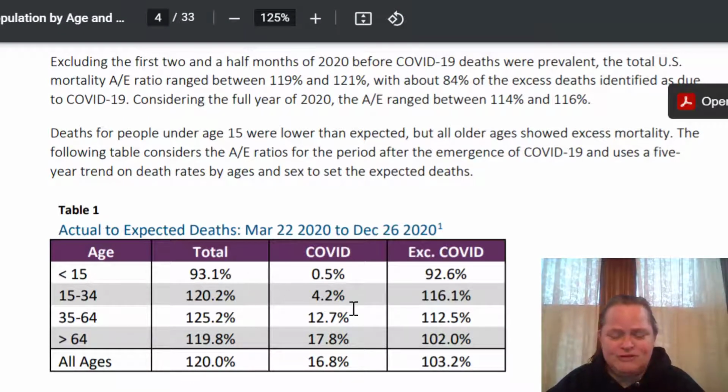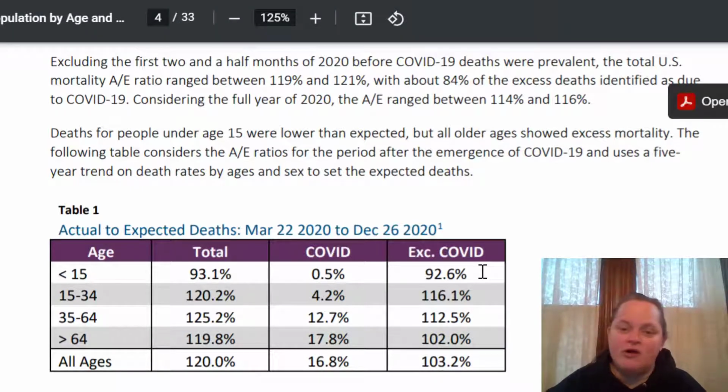So for 15 to 34, unsurprisingly, it's pretty low. It's 4%. For 35 to 64, it's about 13%. And for greater than 64, it's about 18%. Then we get our final column by subtracting off those COVID deaths. Notice, and I haven't been talking about it, under age 15, we have a number less than 100%. So mortality was actually down.